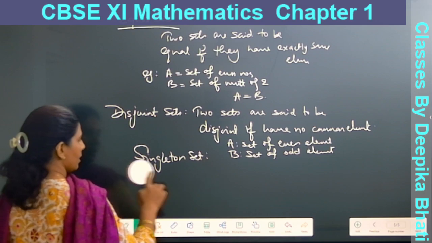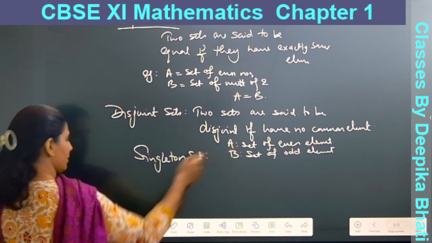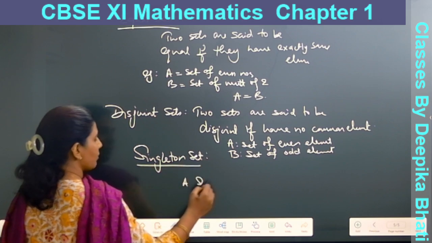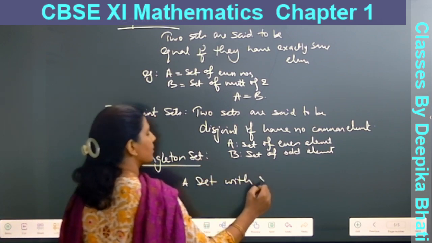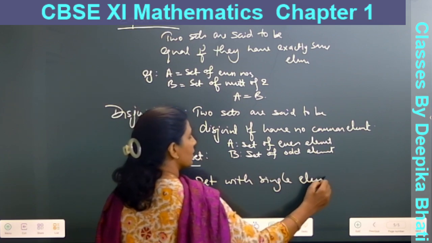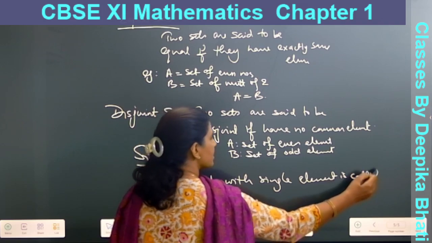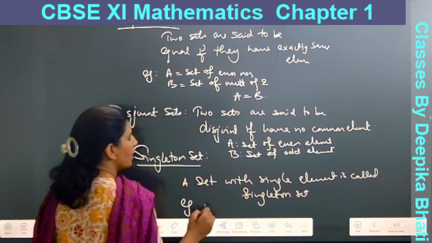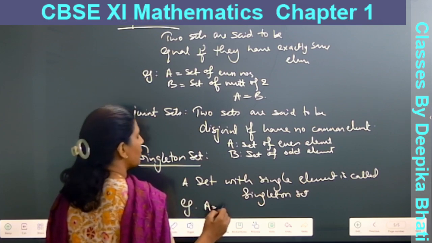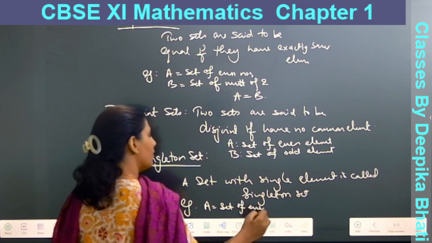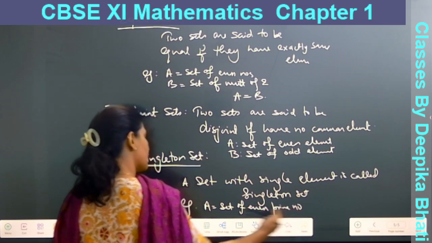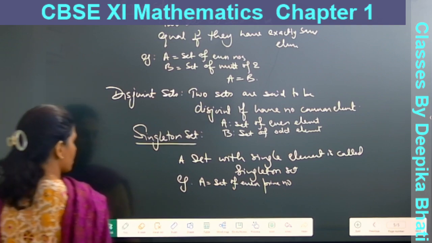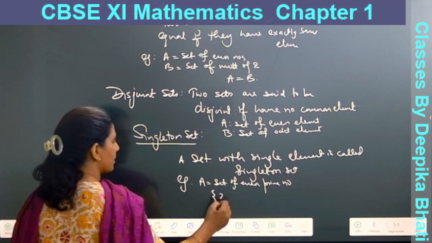Singleton set. A set with a single element is called a singleton set. For example, A is equal to the set of even prime numbers. So this is a singleton set. Even prime number is what? 2 only. So this is a singleton set.